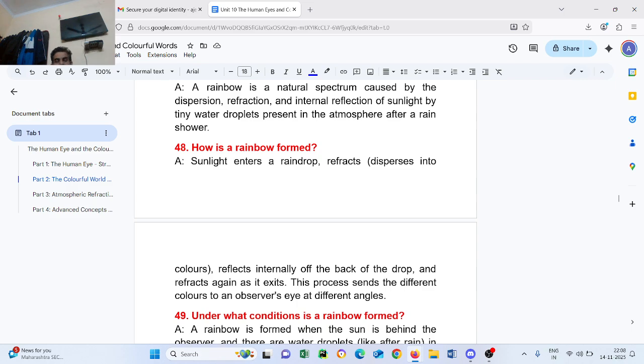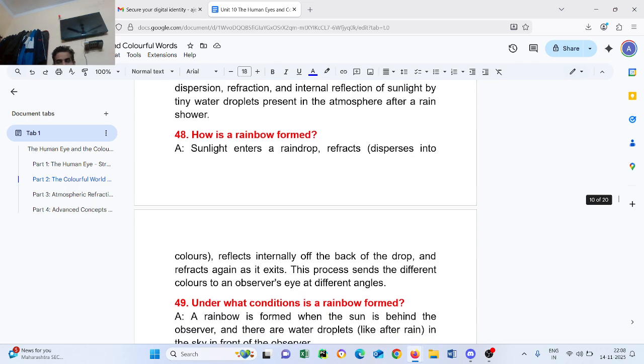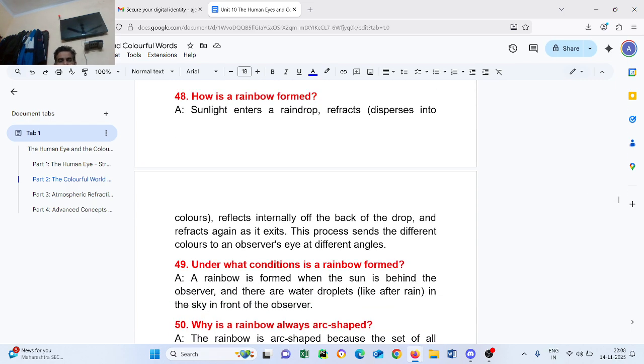Question number 49. Under what condition is a rainbow formed? A rainbow is formed when the sun is behind the observer and there are water droplets, like after rain, in the sky in front of the observer.